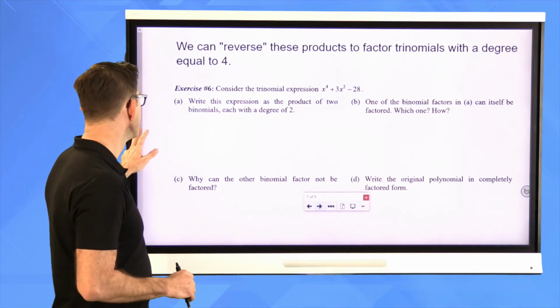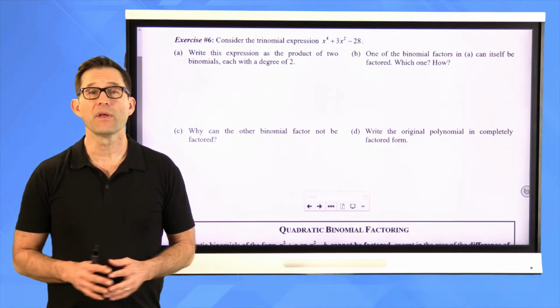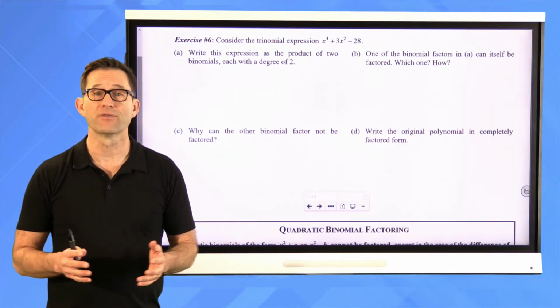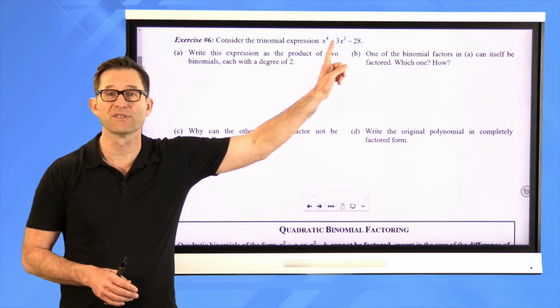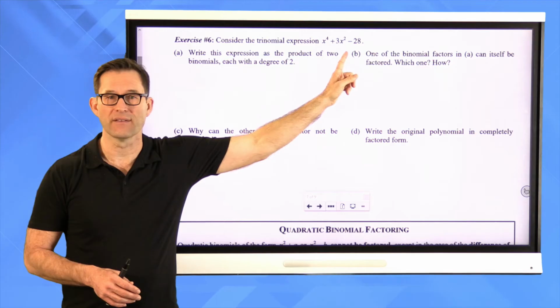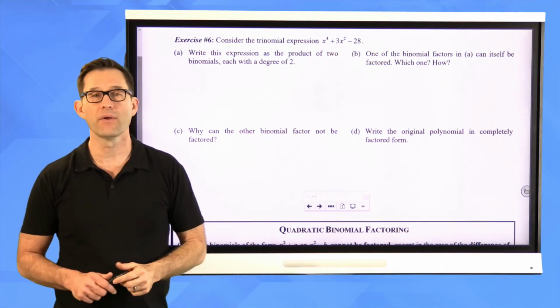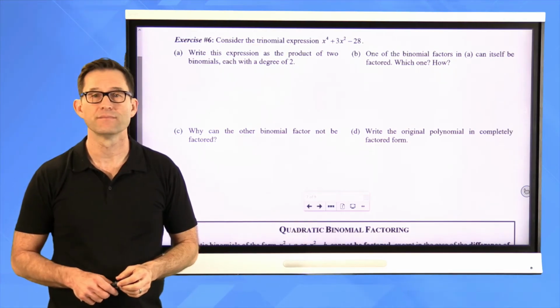Now let's see number 6. Consider the trinomial expression x to the 4th plus 3x squared minus 28. Write this expression as the product of two binomials, each with a degree of 2. I want you to play the same game that we did before with factoring trinomials. Think about two numbers that have a sum of 3 and a product of negative 28. Pause the video now and see if you can come up with those.